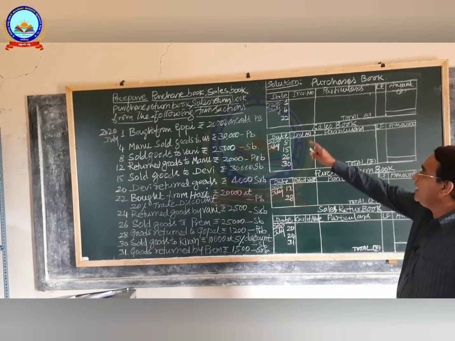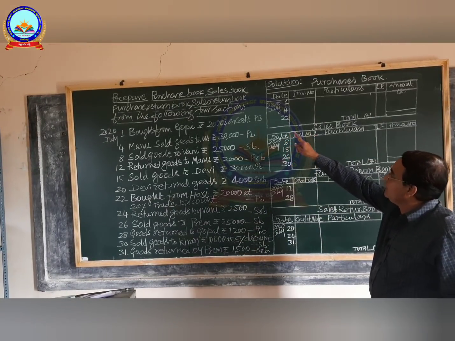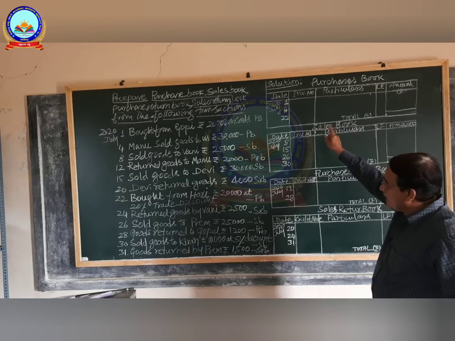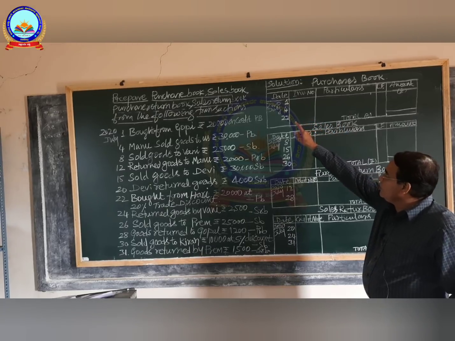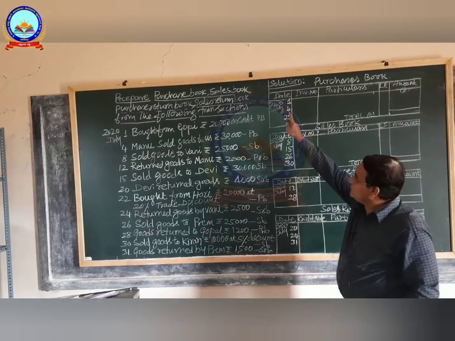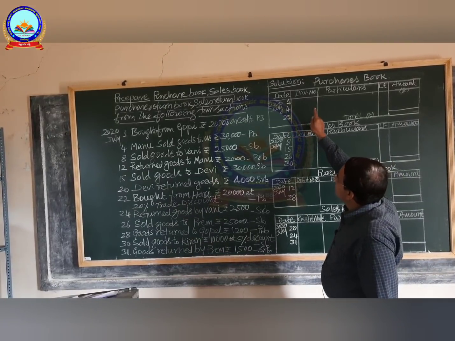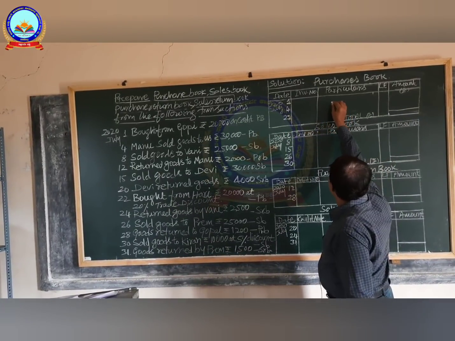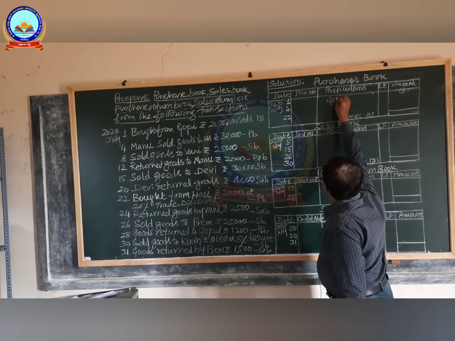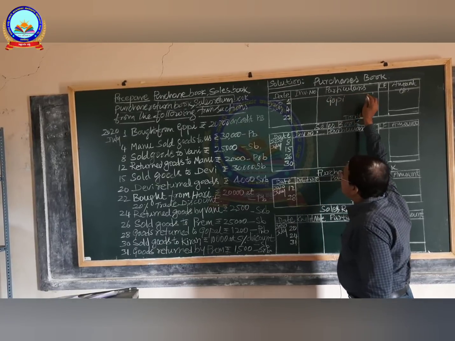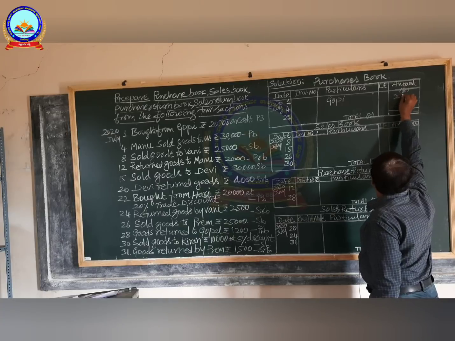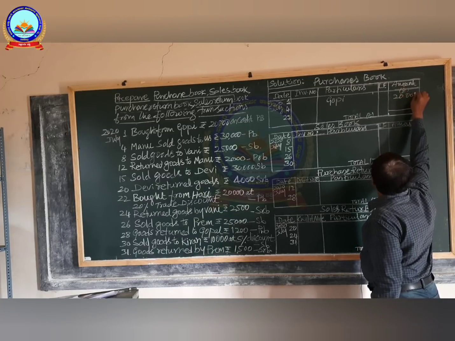So as I have clearly mentioned, the first transaction should be entered in the purchases book. Write the date in the date column, 2020 July 1st, amount rupees 20,000. Write the name of the supplier, Gopi, and enter the amount rupees 20,000.